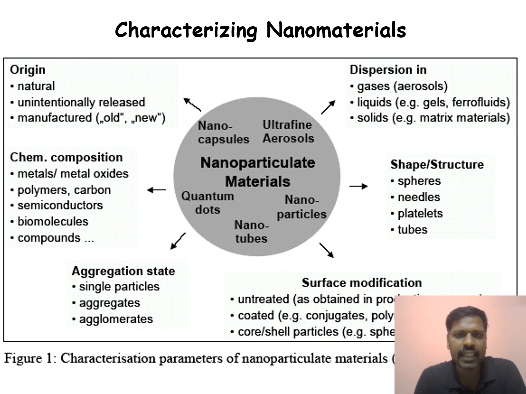And the next slide is categorizing nanomaterials. Here: origin and chemical composition, aggregation state, surface modification, dispersion, and shape and structure. So the nanoparticle materials have different kinds of categorizing. One is nanocapsules, ultrafine aerosols, nanoparticles, quantum dots, and nanotubes.